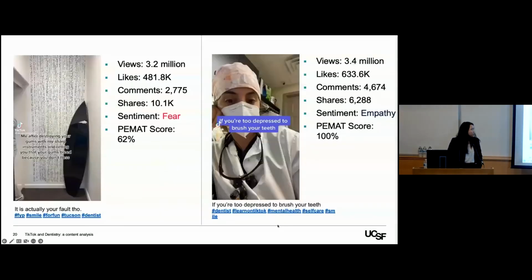So these are the videos I showed earlier. These were both posted by dentists. And so you can see the video on the left, the sentiment was fear, and it was also incorrect or misleading, trying to tell viewers that the reason that you bleed at the dentist is because I pick and prod at you. Compared to the video on the right, the PEMAT score was actually 100% and the sentiment was empathy. The video on the left had a PEMAT score of 62% in terms of understandability.